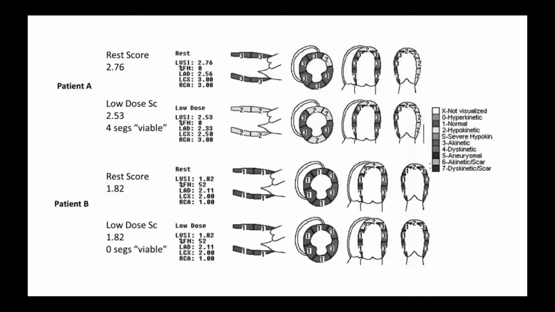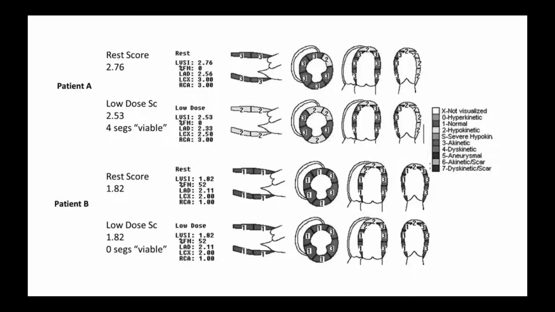In patient A, he had a resting score of 2.76. So this is a relatively very big infarction, and this is usually associated with severe systolic dysfunction. But at low dose dobutamine, we have noticed that the wall motion score index has decreased to 2.53. So you have 4 viable segments.